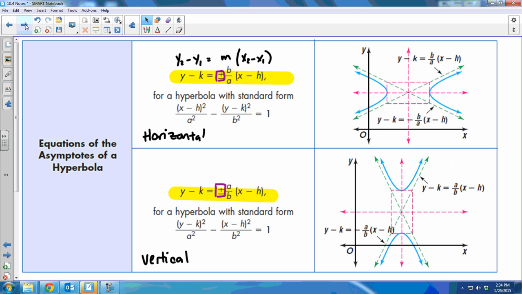And then what's missing is the equations of the asymptotes. And so here they are. I've written down for each one the point slope form. With point slope form, you have y minus y1 equals m times x minus x1. And so you have the same thing as h and k, and then your slope is either b over a or a over b, depending on your orientation. You can write that down as well.